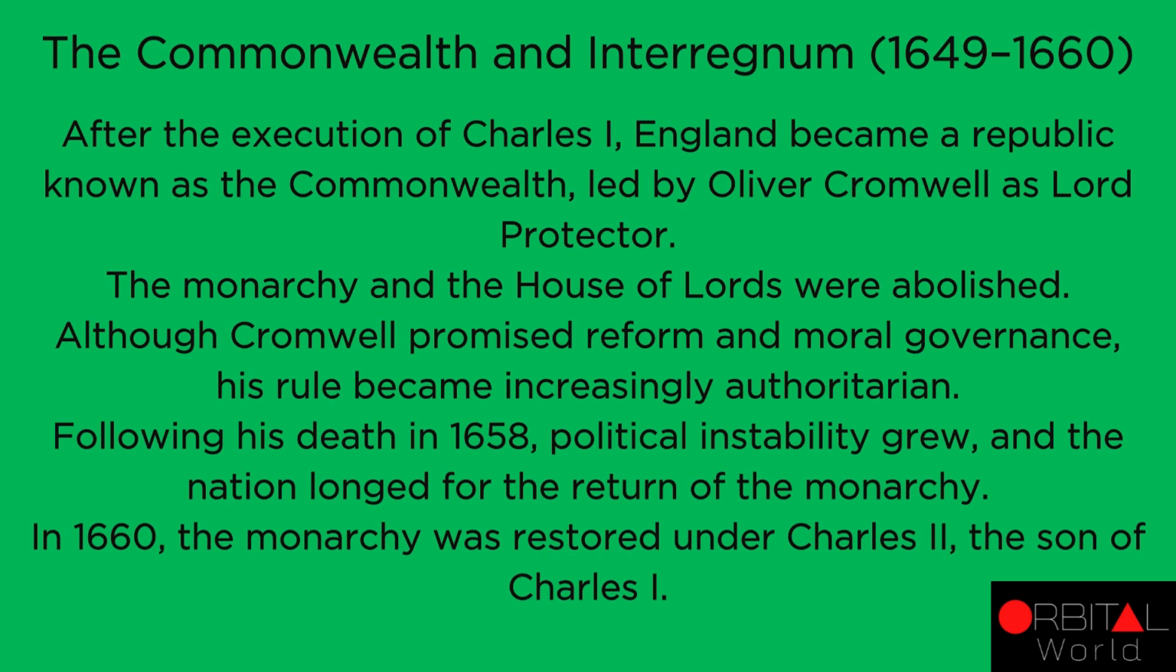The Commonwealth and Interregnum, 1649 to 1660. After the execution of Charles I, England became a republic known as the Commonwealth, led by Oliver Cromwell as Lord Protector. The monarchy and the House of Lords were abolished. Although Cromwell promised reform and moral governance, his rule became increasingly authoritarian. Following his death in 1658, political instability grew, and the nation longed for the return of the monarchy. In 1660, the monarchy was restored under Charles II, the son of Charles I.